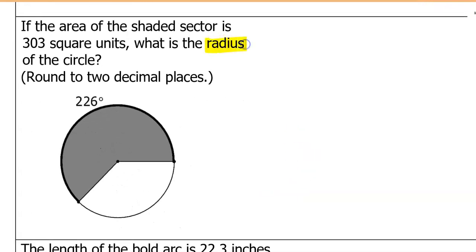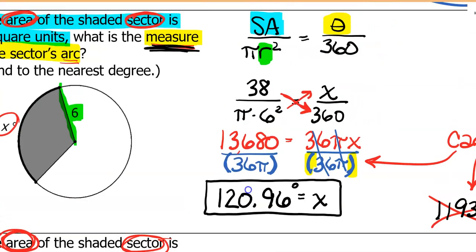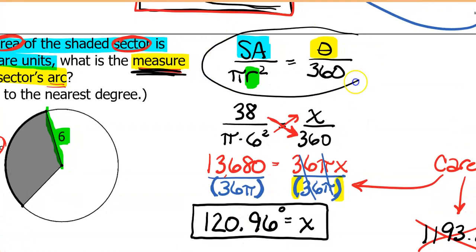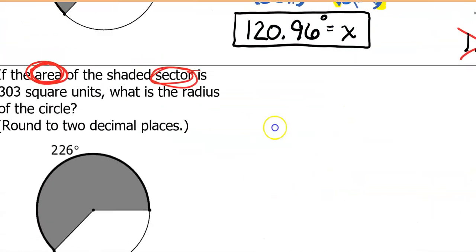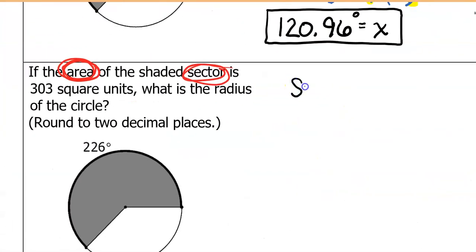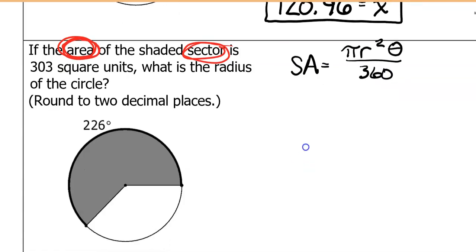Here, finding the radius of the circle. And even before that, it's not so much what I'm asked to find, it's just that somewhere in this problem I see the word area. Area of the shaded sector tells me to go with one of my area formulas. The previous example I did with this version of the formula, so let's try this one with the other version of the formula. Sector area equals pi r squared for the full area times theta out of 360, my fraction of the full area. So I just copied the formula.